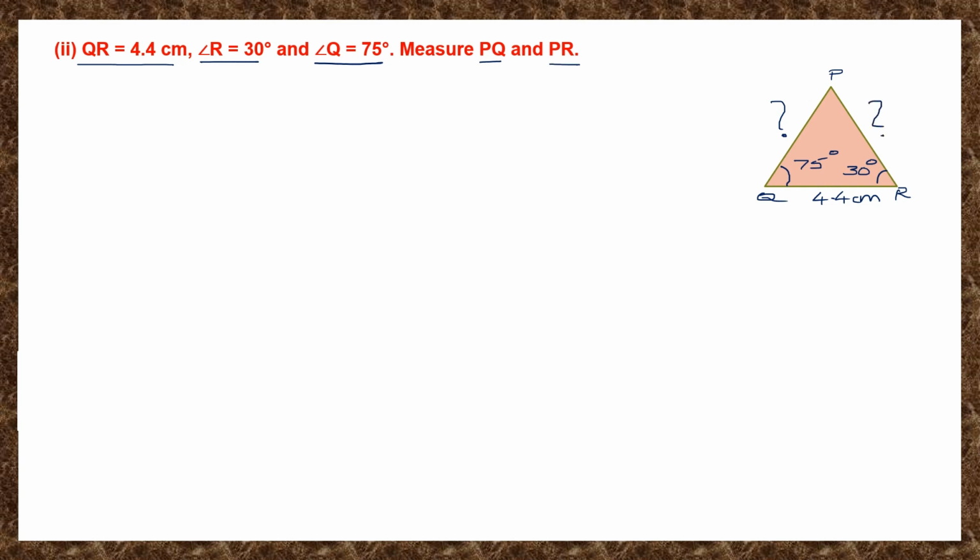So let's follow this rough figure and draw our triangle. First step, draw a line segment 4.4 centimeters. So here we have the line segment QR and this is 4.4 centimeters. Use your scale and get the correct measurement, 4.4. What is the next step?